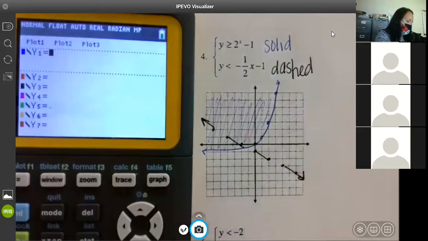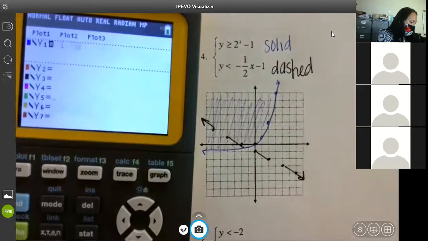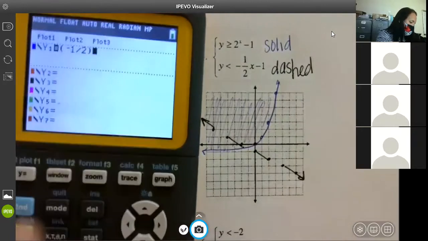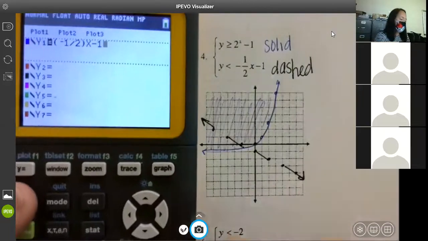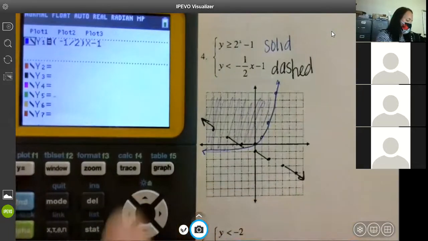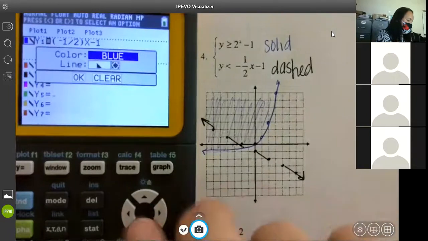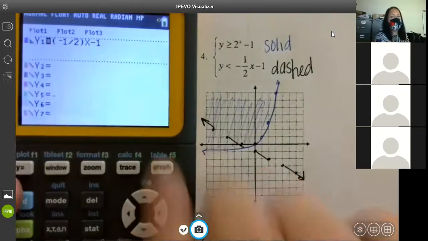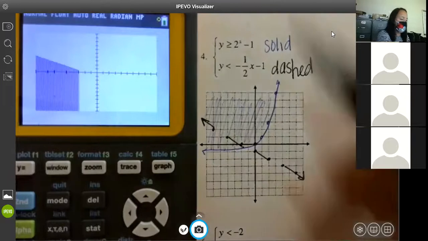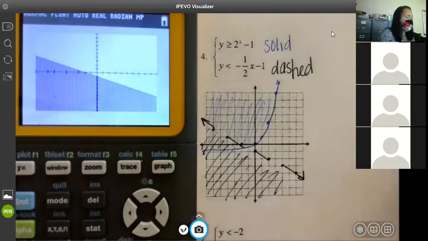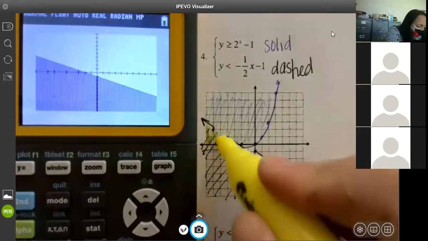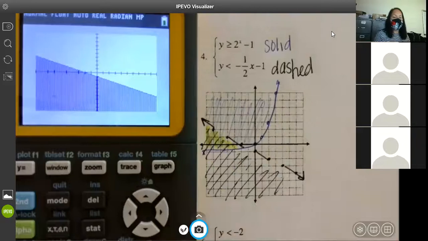If I don't remember what it is, -1/2, let me do it this way. -1/2 x minus 1. And it says less than, so I'm going to change it and I'm going to graph it, just in case I don't know where my shade should be. So there's only one little tiny place where they match up.